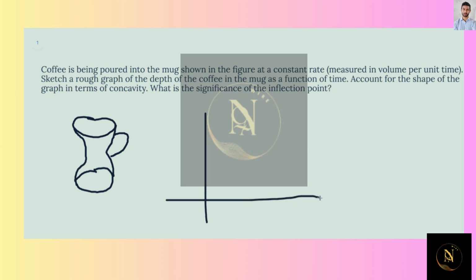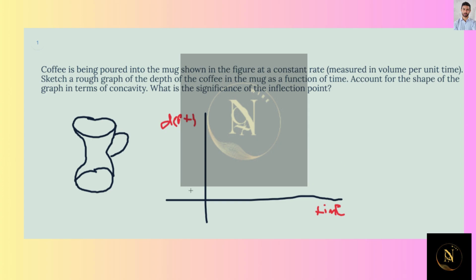This is a rough sketch of the pitcher of coffee that's in the textbook, but you can see that it is very wide at the bottom, and then gets narrow, and then gets wide again. So that's just a general idea of what the graph looks like. The y-axis will be depth, and the x-axis will be time.